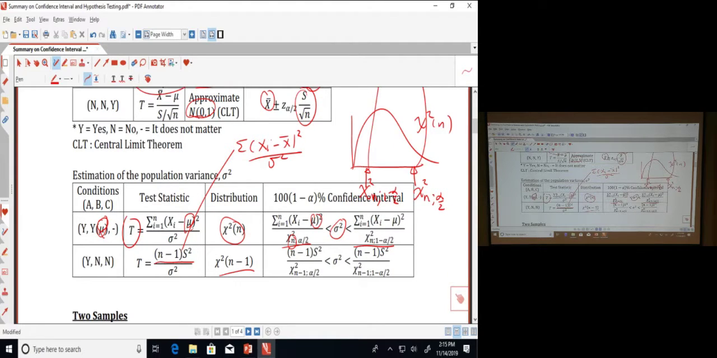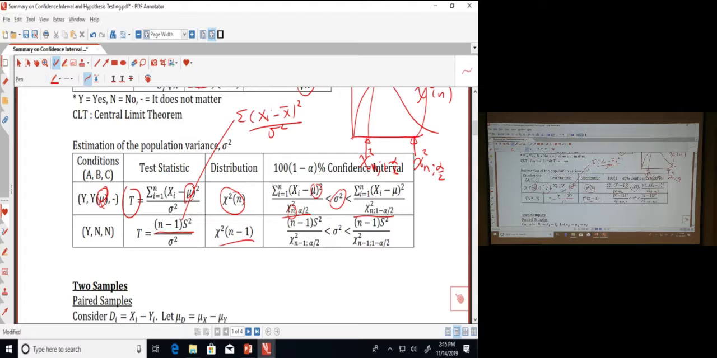So we cover the confidence interval for the population mean, and we also cover it for the population variance. Then the rest is similar. Okay, two samples. We have two samples. And there are two possibilities.